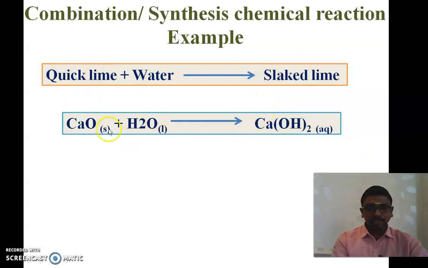The quicklime is in the solid state. That's why here we put S in the subscript, and H2O is in the liquid state. So these are the two chemical species. They combine to produce a single compound, that is calcium hydroxide, Ca(OH)2. It is in the aqueous state. Aqueous means the compound is dissolved in water.